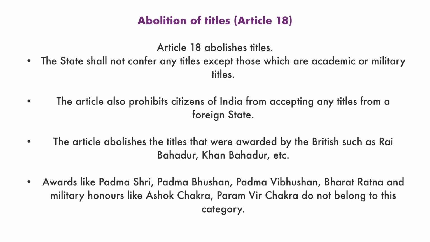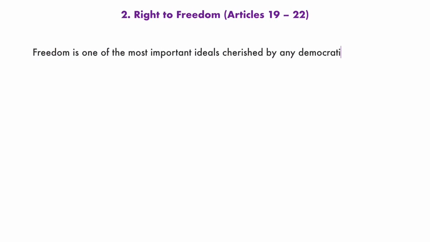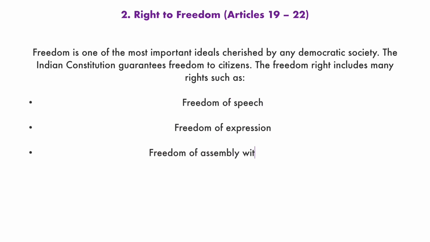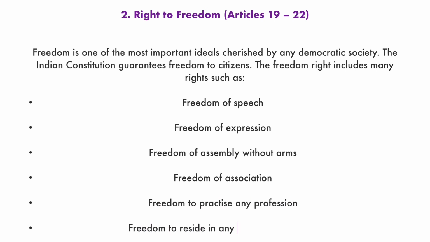So we can address a person like this: Padma Bhushan so and so. That is okay. Now coming to the next, right to freedom, we'll discuss Articles 19 to 22. So freedom is one of the most important ideals cherished by any democratic society. Right to freedom includes rights such as freedom of speech, expression, assembly without arms, freedom of association, freedom to practice any profession, and freedom to reside in any part of the country.